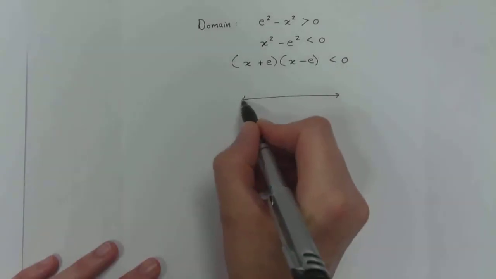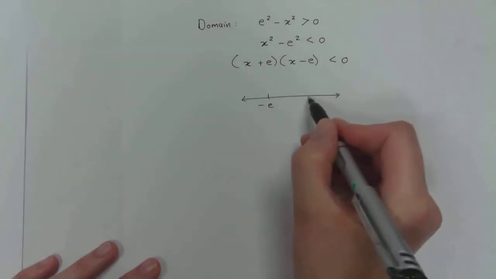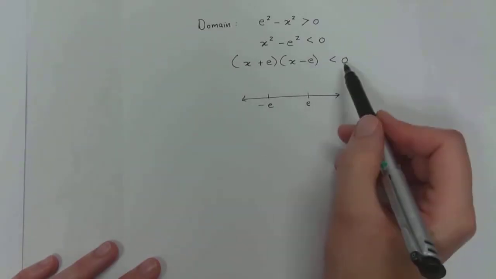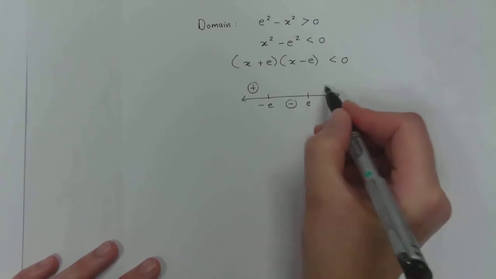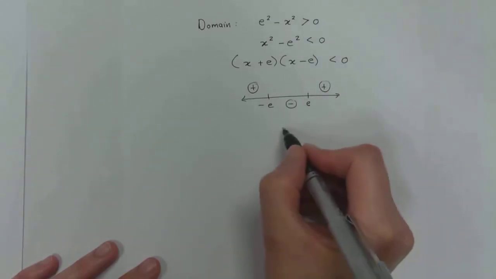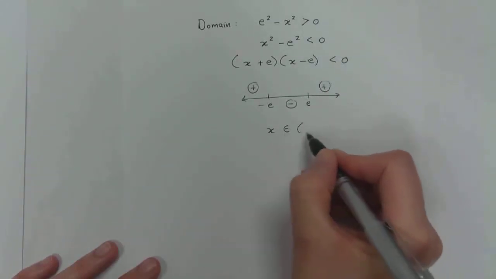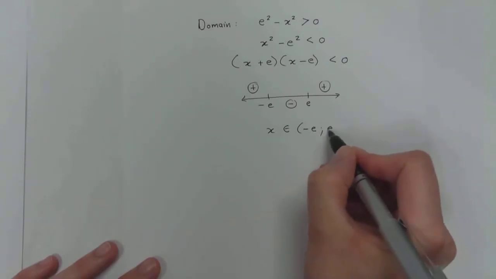By the way, you don't have to necessarily draw this number line. I think most of you can get to the answer without drawing it. I'm looking for the negative answers, and you'll recall it's positive, negative, positive. So that means x is going to be located between negative e and e.